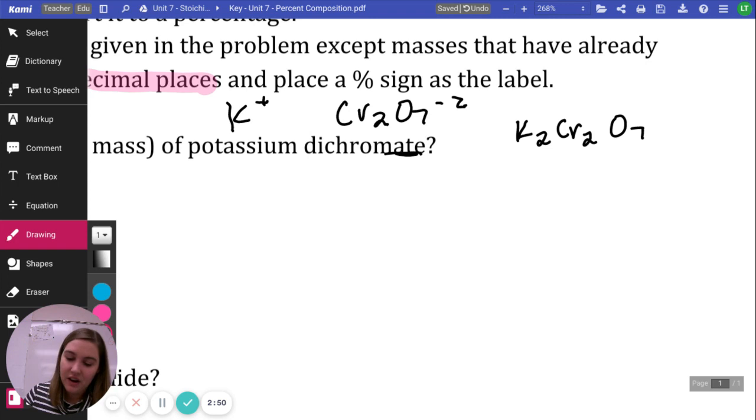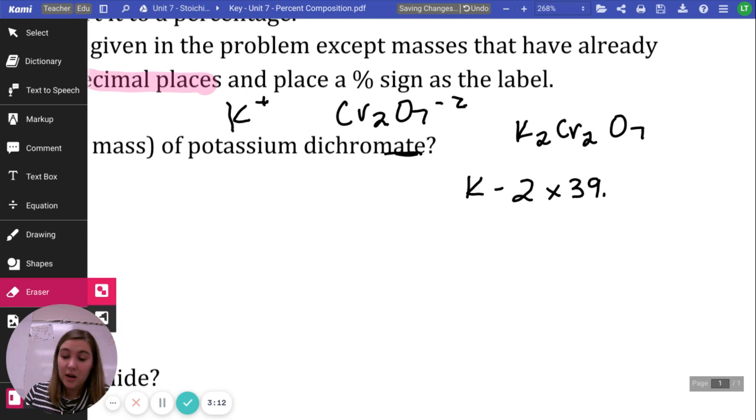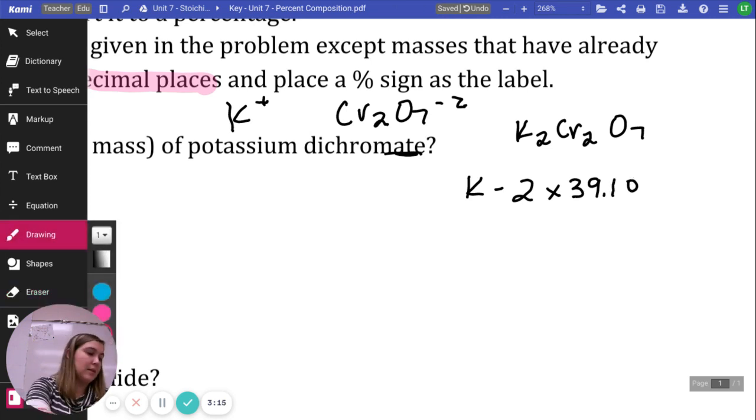First thing we need to do is solve for the molar mass. Starting with potassium, there are 2 potassiums in my formula because of that subscript, so I'm going to add its mass twice. From my periodic table, the mass of potassium is 39.10. I got that number straight from the bottom of my periodic table, right there. Then I have chromium, Cr. I have 2 chromiums, and the mass of each chromium from my periodic table is 52.